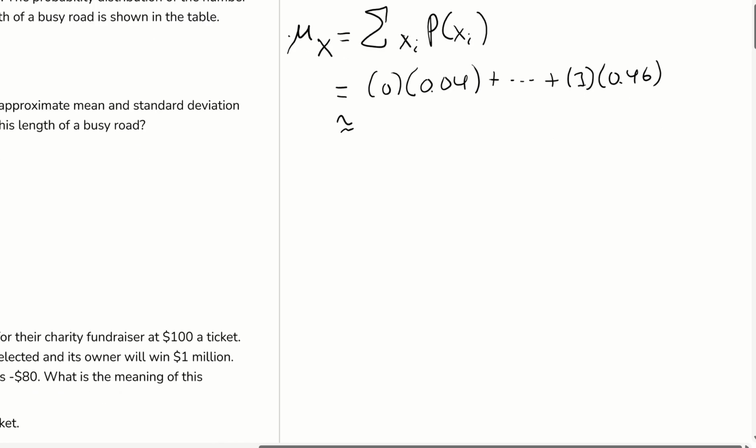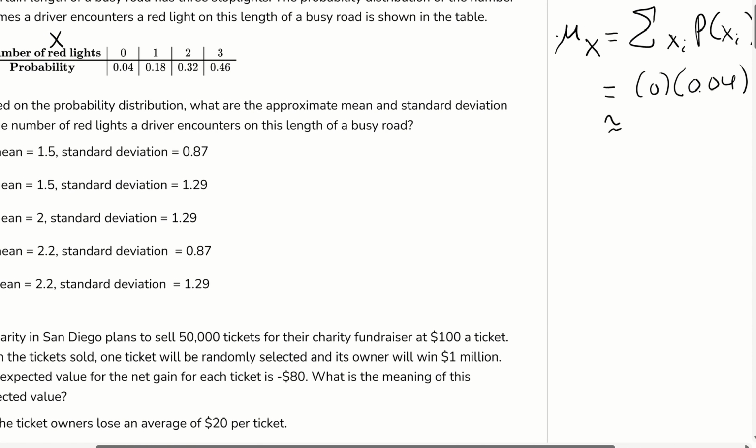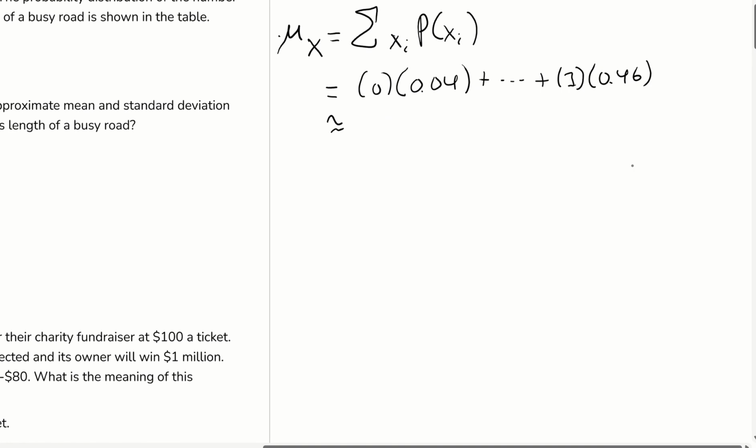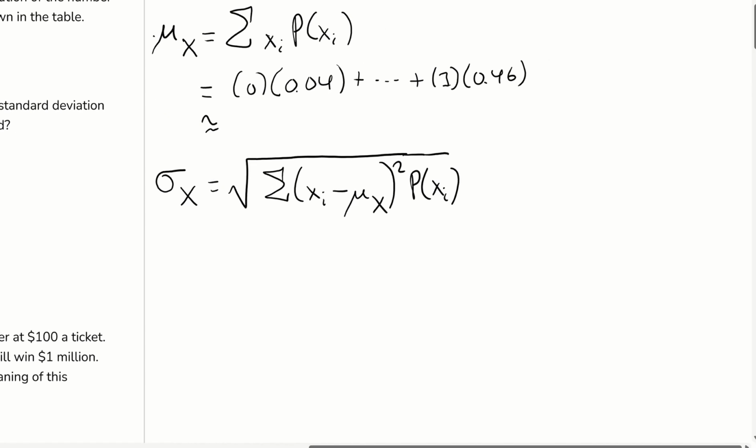We'll show you that on the graphing calculator, so you know how to do that. And then we have the standard deviation. The formula for the standard deviation is the square root of the sum of (x_i minus mu x) squared times the probability of that x value. All right, so we have the square root.